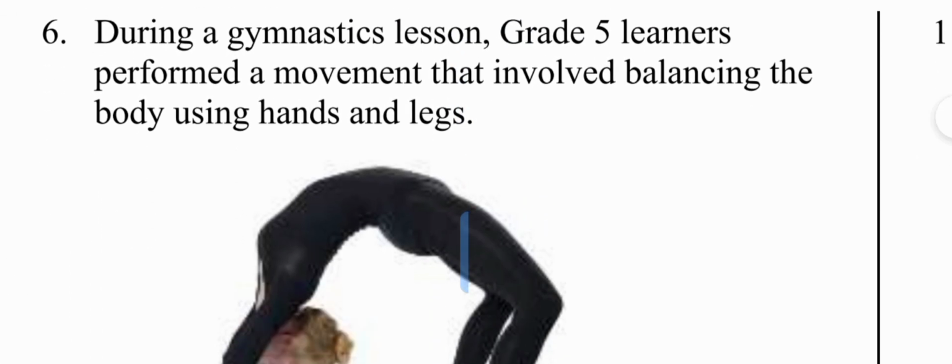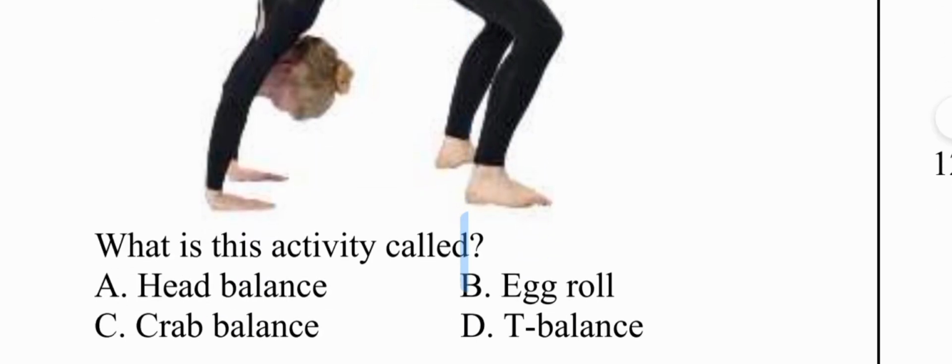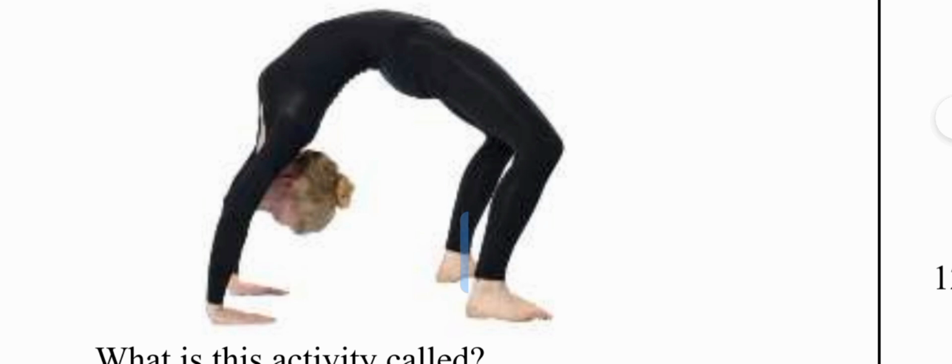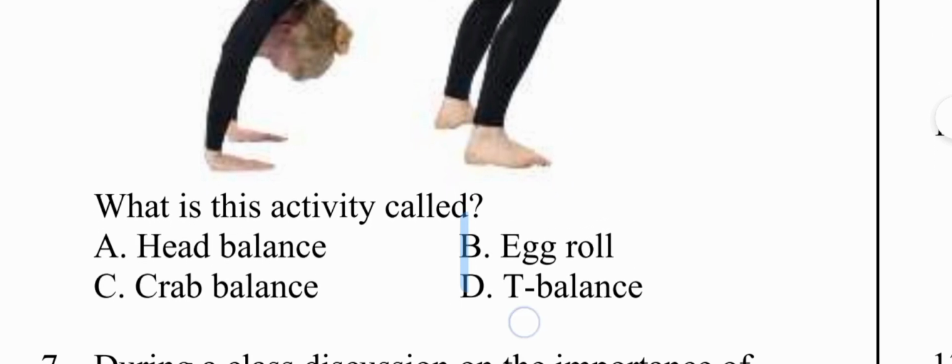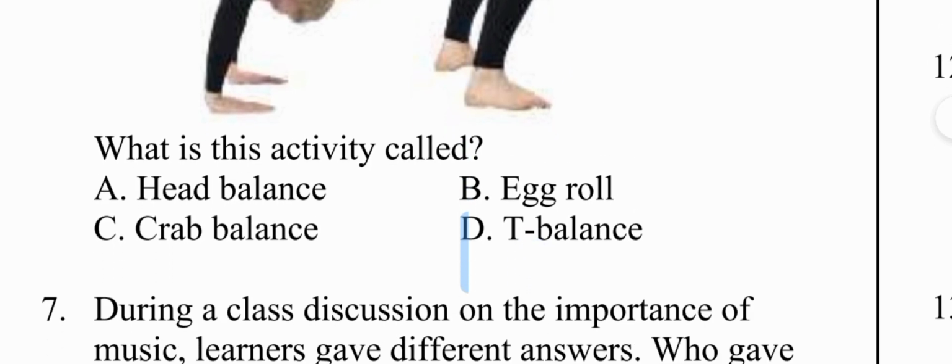Number six, during gymnastic lesson, grade 5 learners performed a movement that involves balancing the body using hands and legs. This is the activity that we have here. So what is the activity called? Is that head balance? No. That one egg roll? No. We can't say it's a T balance. It's a crab balance. That one is a crab balance. So the correct answer is C.